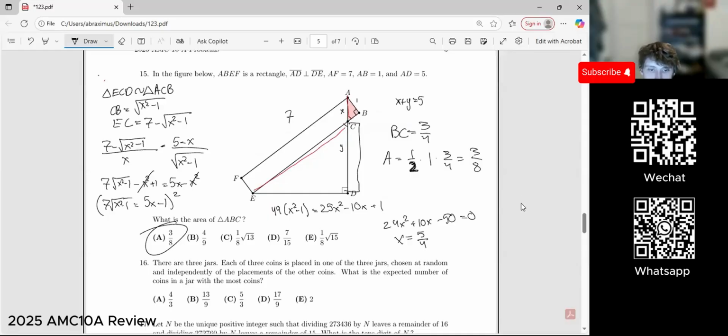So there are 3 jars. Each of the 3 coins is placed in one of the 3 jars chosen at random and independently of the placements of the other coins. What is the expected number of coins in a jar with the most coins?